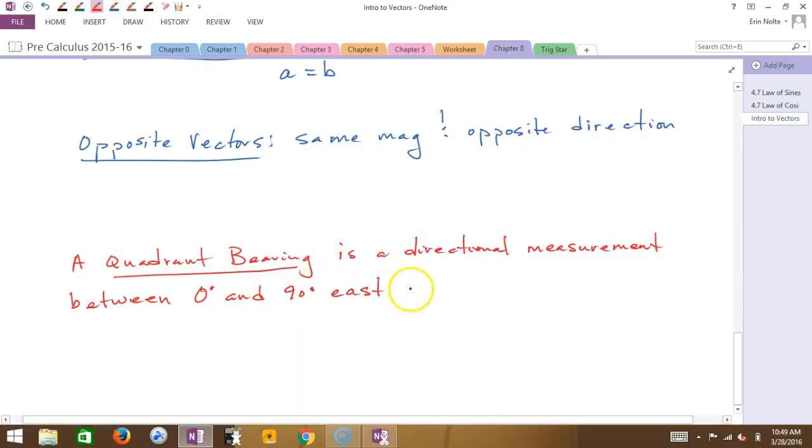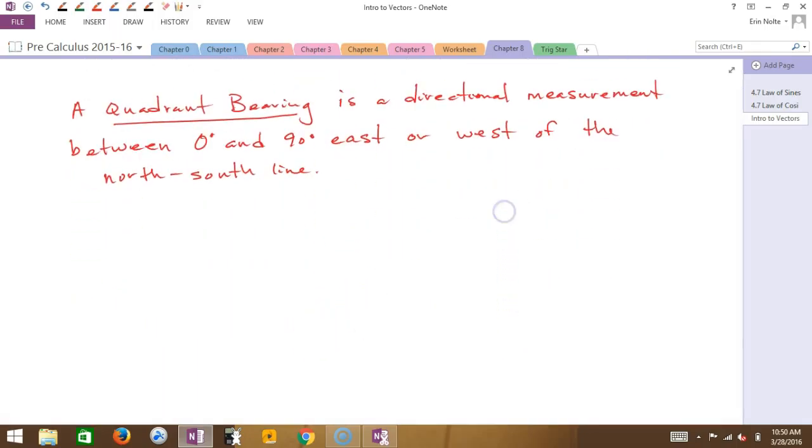So east or west of the north-south line. Okay, so I'm going to do an example for that because I don't think that definition is very clear.